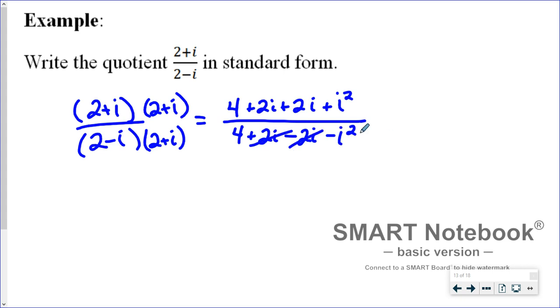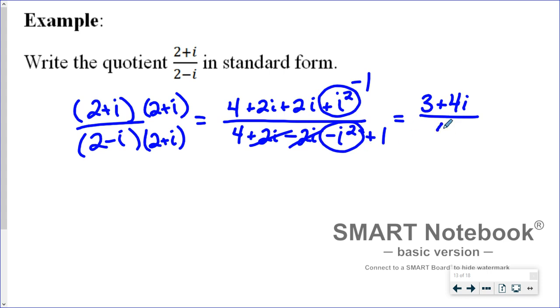So of course these cancel, and minus i squared just becomes positive 1, and plus i squared just becomes negative 1. So here we're going to get 4 minus 1 is 3, plus 2i is 4i, and that's going to be over 4 plus 1 is 5. So this will be 3/5 plus 4/5 i. And that's it.